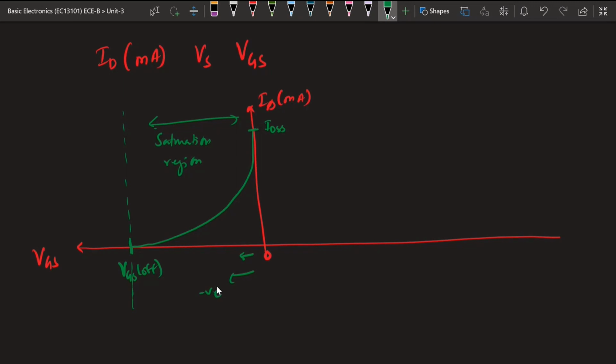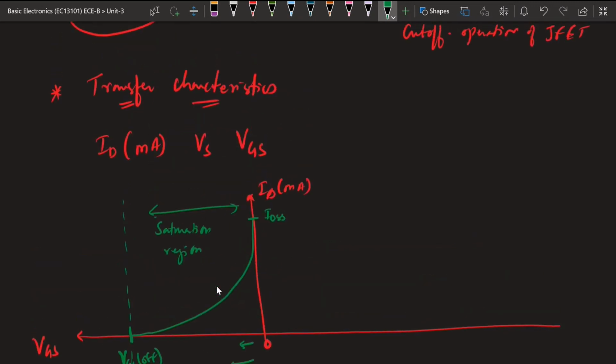This transfer curve will be plotted for constant VDS. So this will be the ID versus VGS for constant VDS. Here in a JFET the maximum drain current will be IDSS, and this IDSS is the drain to source safe current. It is called IDSS, that is drain to source safe current.